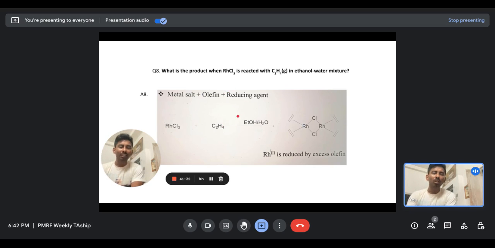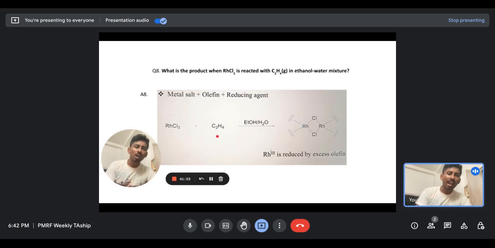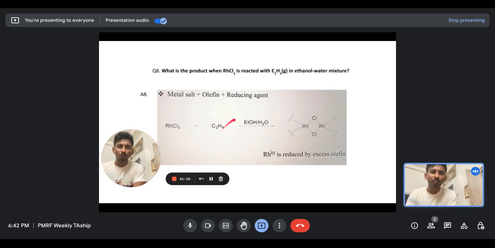Here the ethanol also has some properties to act as a reducing agent, because it can oxidize itself to the corresponding aldehyde, that is acetaldehyde. So what happens in this case is RhCl3, a rhodium plus 3 compound, is treated with ethylene, that is C2H4. The C2H4 is taken in excess, so it is also a binding agent and also the reducing agent. The solvent here is the ethanol water mixture. So what is the product of the reaction?